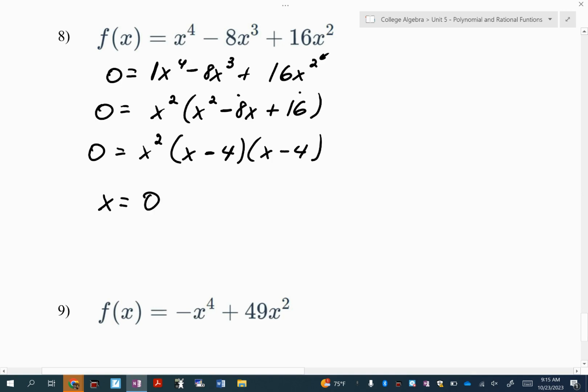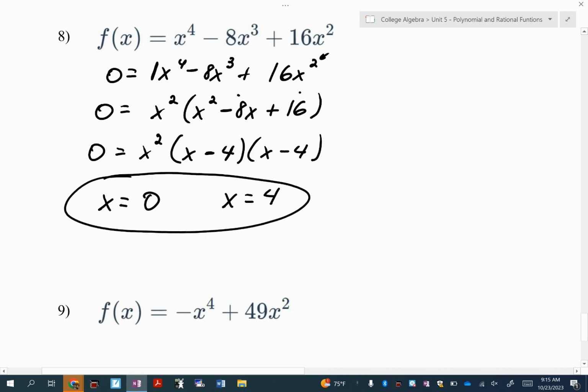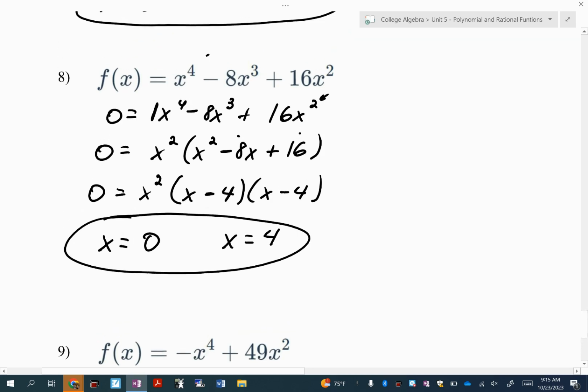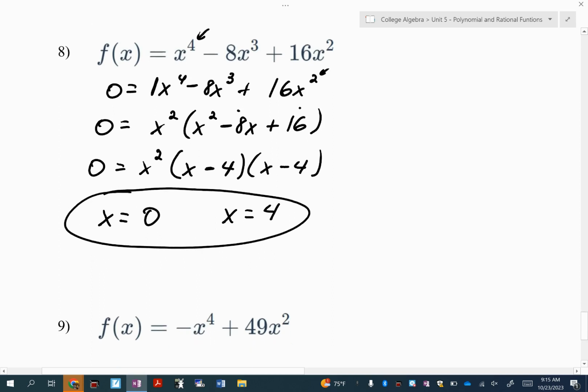Right, 0 squared is 0. And then 4 minus 4 gives me 0. So I only have 2 answers, right? But you might be wondering, hey, how come I only have 2 when the degree was 4? Well, both of these are double roots because they come from factors that are squared, right? I know I didn't write x minus 4 squared, but there's 2 of them. So hence the double roots.